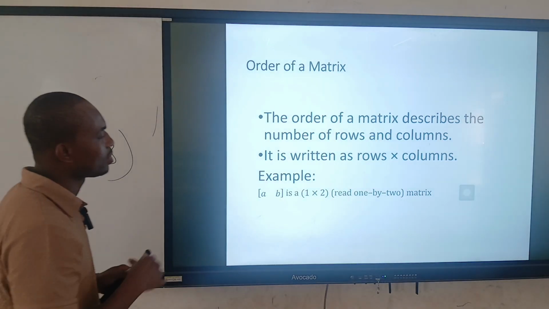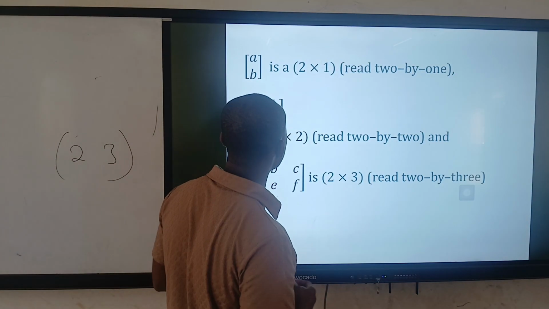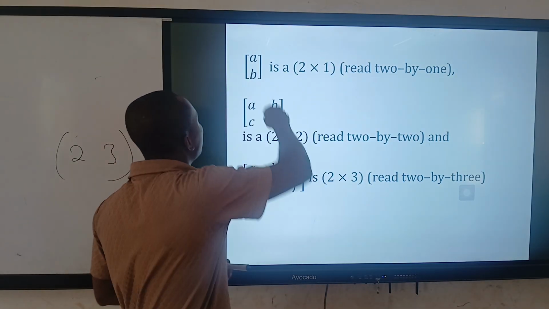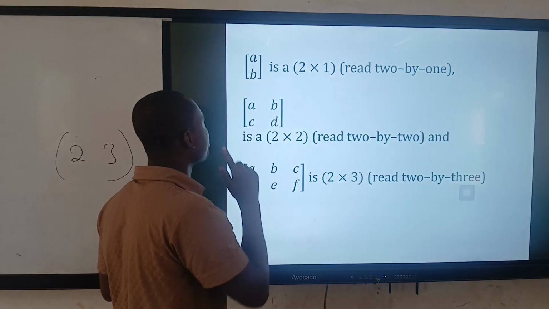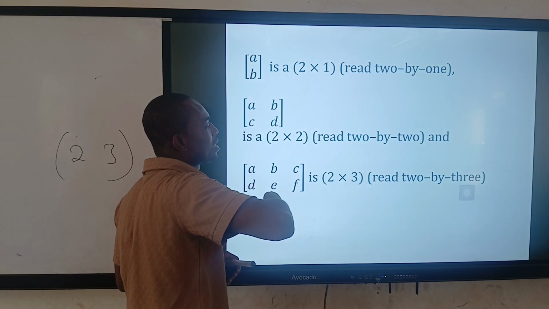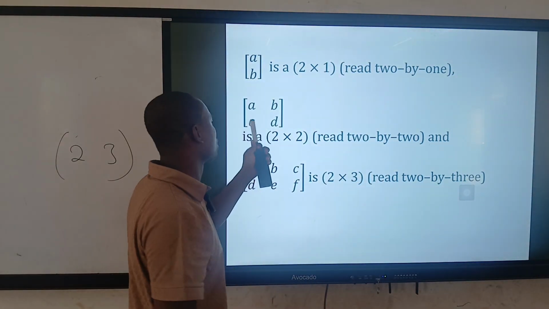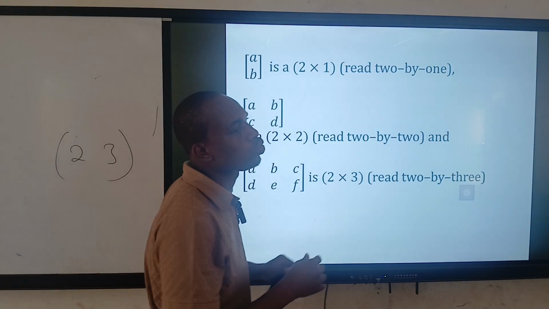Okay, so that is how to describe a matrix. The next one is we have this A and B here. So how many rows? We have 2 rows. So how do you say it? That is 2 by 1. That's the vertical one, that's the column one. So we read 2 by 1 matrix. And this one is 2 by 2, 2 rows, 2 columns, 2 by 2 matrix.